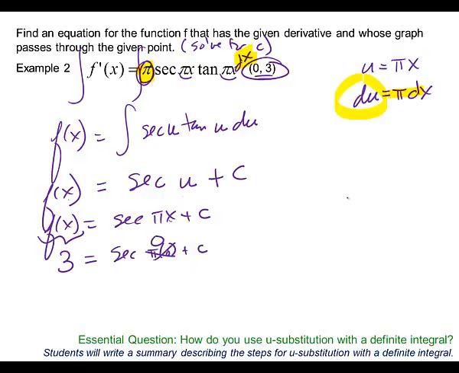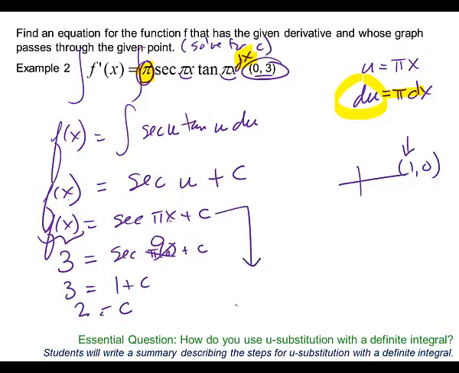Yeah, so the secant of 0, okay, so 0's out here. Secant's the reciprocal of cosine. What do we get for the secant of 0? 1. So what's your c value? 2. And then remember, this is the thing where I've got to sub it back into my equation, right? So f of x equals secant of pi x plus 2.